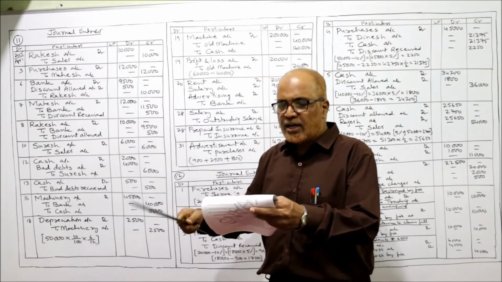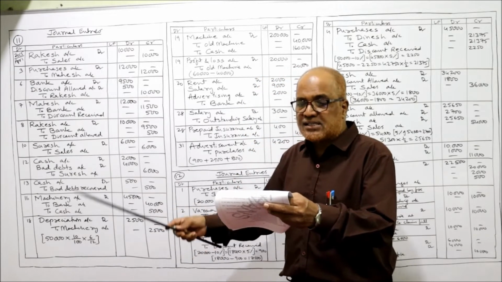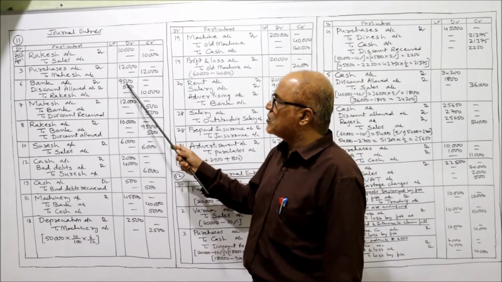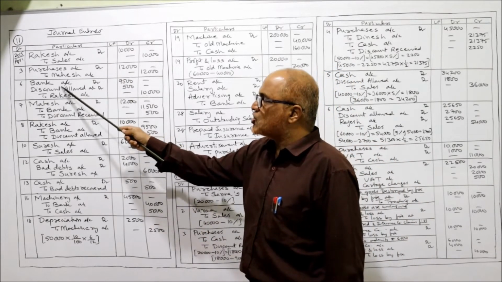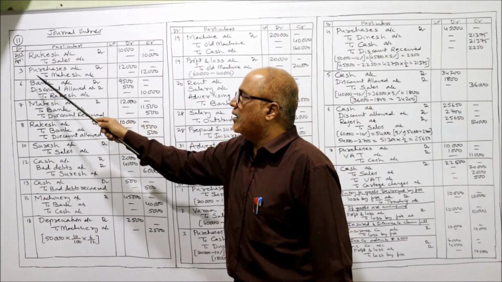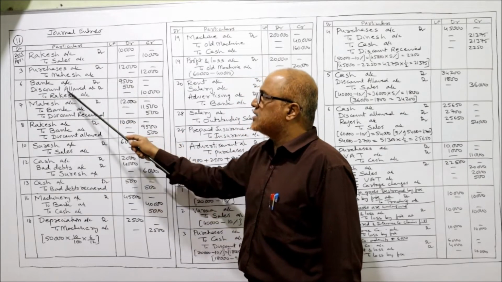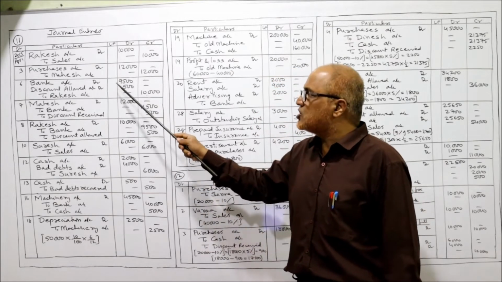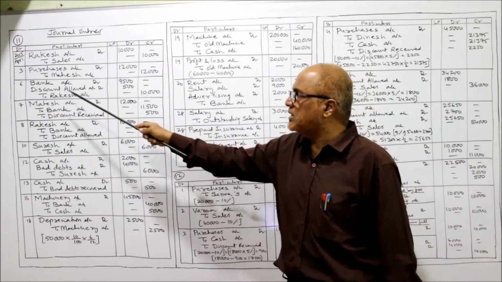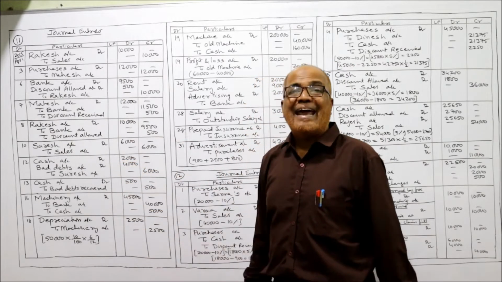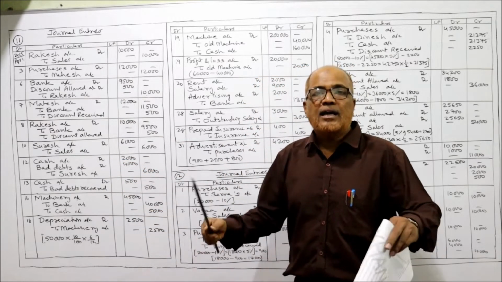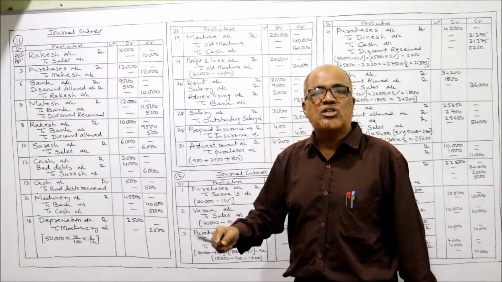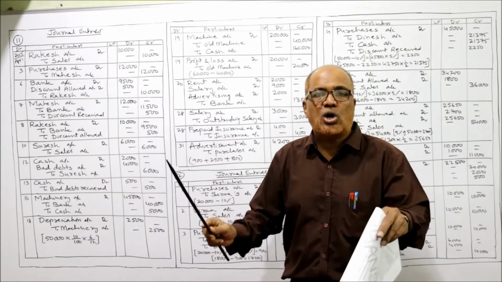Next, 8. Check received from Rakesh, dishonored. We have received a check from Rakesh, 9,500. See here, Rakesh check has been received on 6th of April. Bank account debit 9,500. Discount allowed account debit 500. Rakesh account 10,000. We have received a check of 9,500 from Rakesh on this date. But later on 8th date, Rakesh check was dishonored. The banker has informed that the check of Rakesh was dishonored.